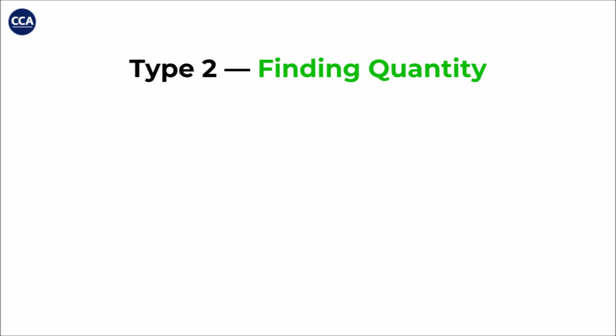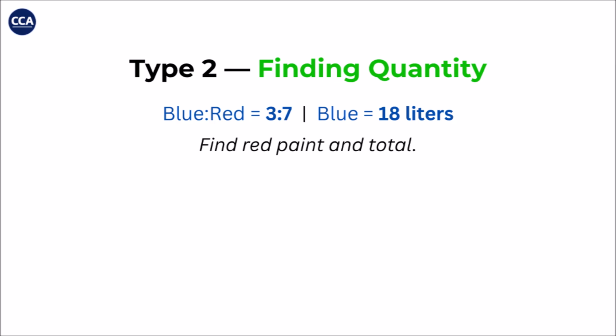The second type. You know one person's share and the ratio. Find the other share, or the total. Problem. Blue and red paint are mixed, in the ratio 3:7. If there are 18 liters of blue paint, how much red paint is needed, and what is the total mixture? Step 1. What is being compared? Blue to red. Step 2. Ratio. 3:7. Step 3. Type. Finding quantity from one known part.